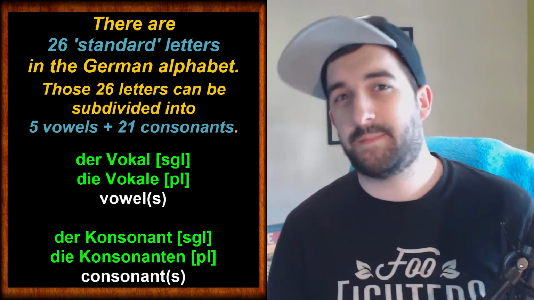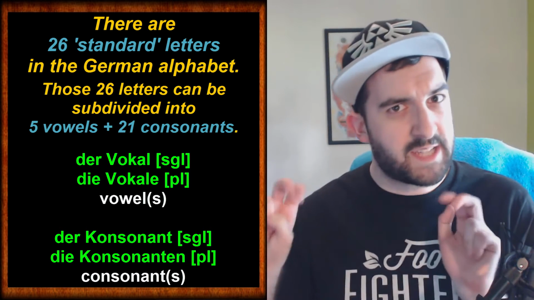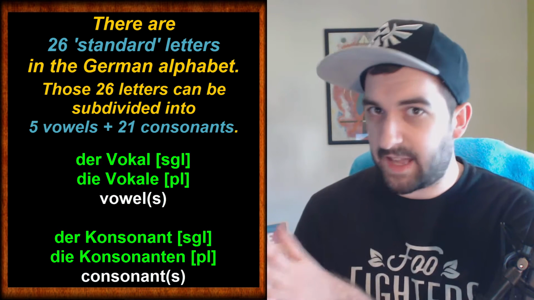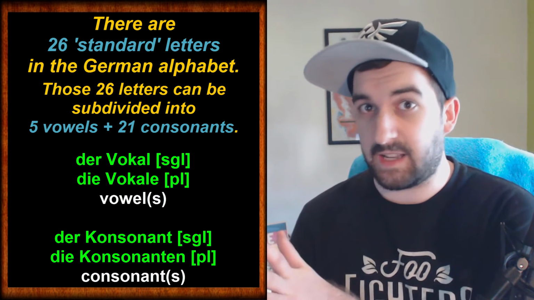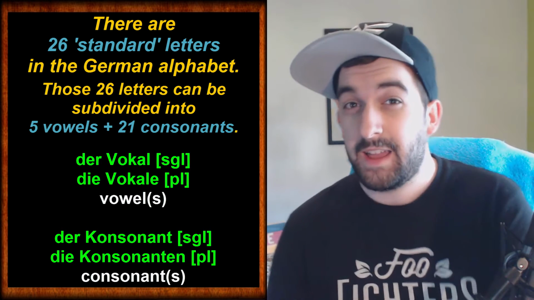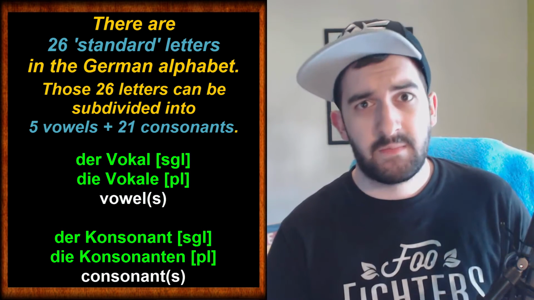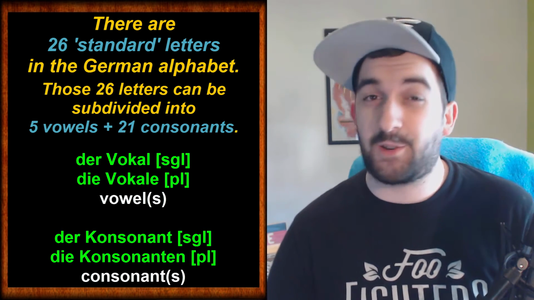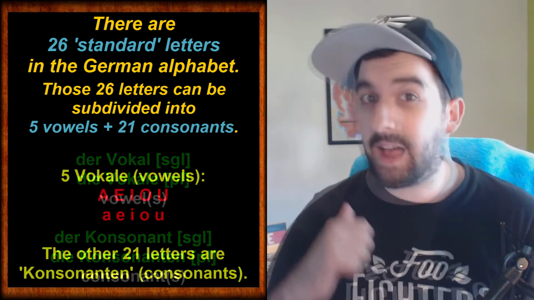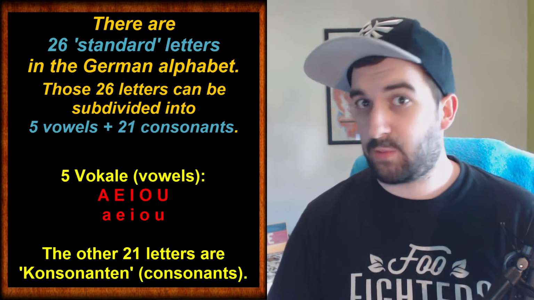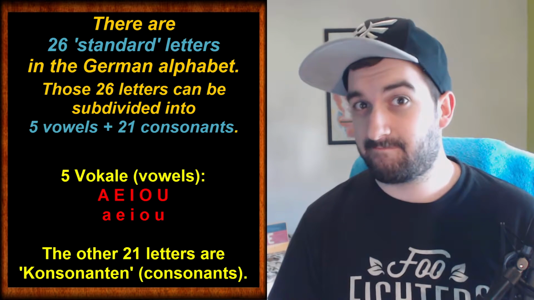Now we could also subdivide those 26 standard letters in the German alphabet into vowels on the one side, Vokale, der Vokal Singular, die Vokale Plural, and consonants on the other side, Konsonanten, der Konsonant Singular, die Konsonanten Plural. A, E, I, O and U, and the other ones are consonants, yes. So far so similar to the English alphabet, yeah.